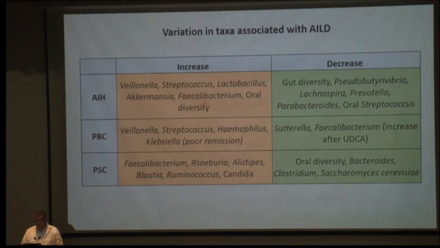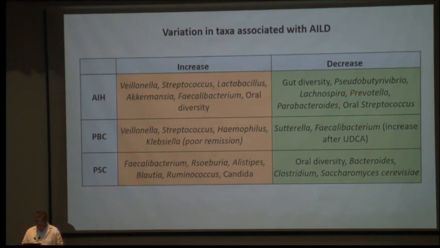But concurrently, there is a decrease in the gut diversity. Oral diversity is increasing. Food is going through the mouth into the gut. We are drinking water, so bacteria are translocating, but it is not leading to an increase in the gut diversity. The gut diversity is suppressed. Pseudobutyrivibrio, Lachnospira, Prevotella, Parabacteroides are decreased, but oral Streptococcus, which was increased here, is decreased in the gut. We expect it to move to the gut, but it is decreased.